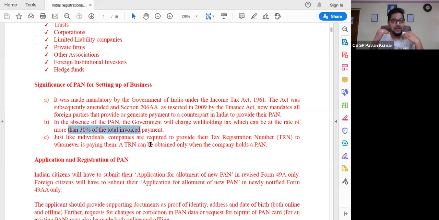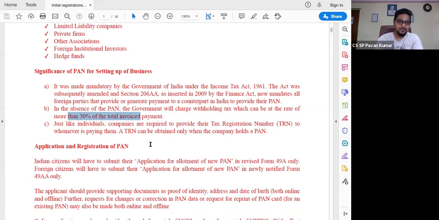Okay, so I can actually save the taxes that I'm going to pay. The withholding, like the TDS that they deduct before they make any payment to you. If I have a PAN card, they deduct only 10%. If I don't have a PAN card, they will deduct 30%. So they are insisting that you should take a PAN card.